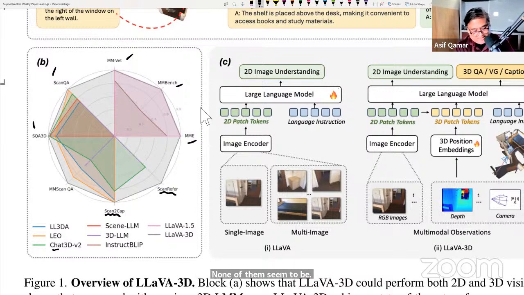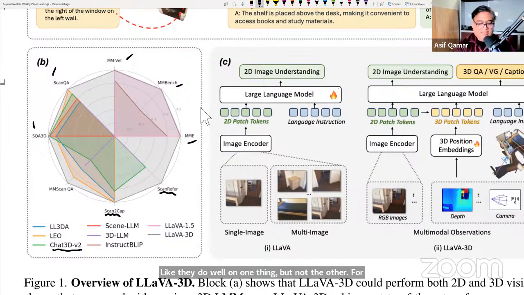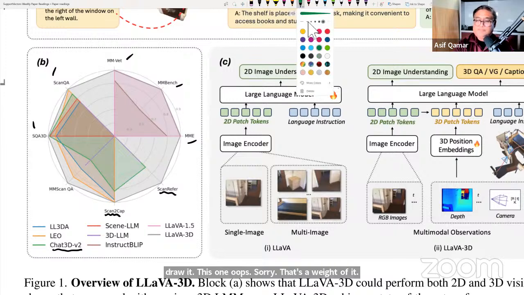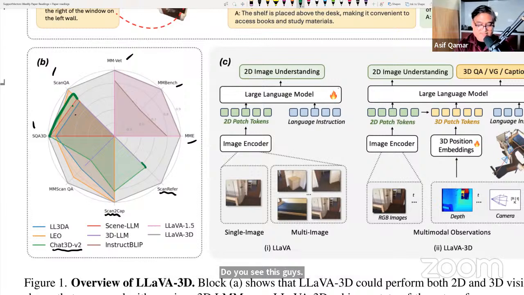For example, if you look at Chat 3D V2, where is that? It is this green line. I'll draw it out. This one. Oh, sorry, that's way too fat. Do you see this, guys? I'll just emphasize it here. So it means it does very well on SQA 3D, does reasonably well on Scan QA, not so well in another benchmark. Some tasks it does well, some tasks it does horribly, right?